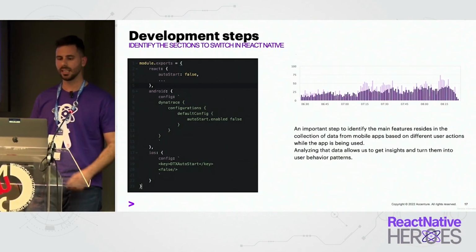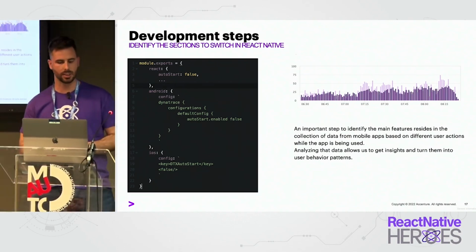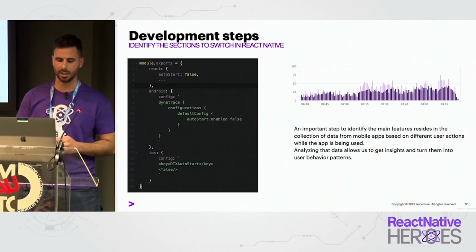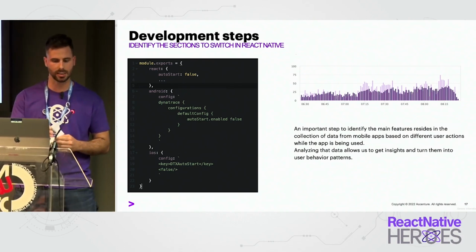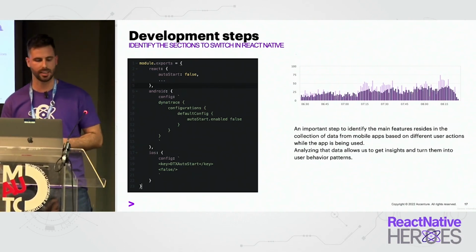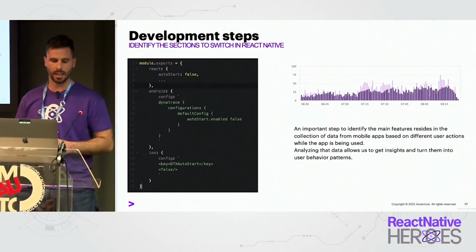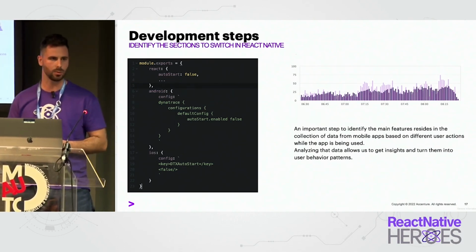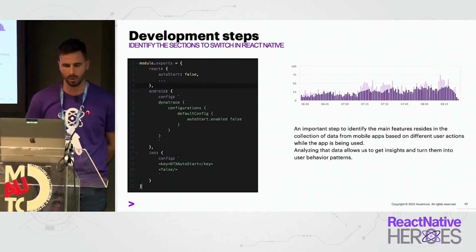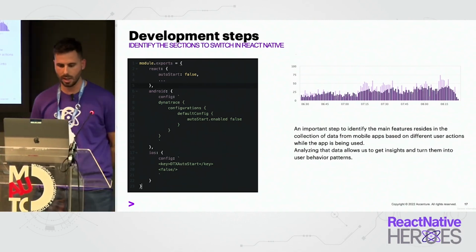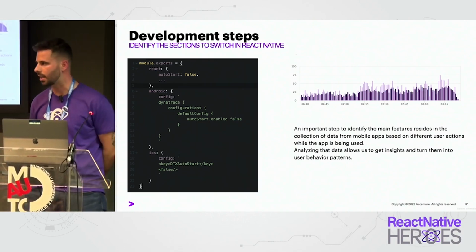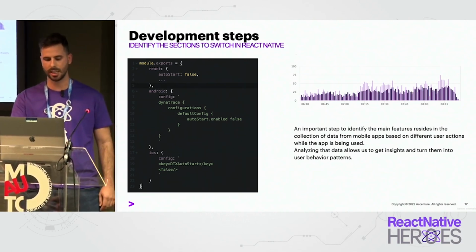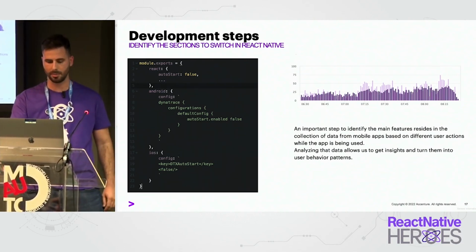How can we identify the most important sections? We can use different tools, for example, Firebase Analytics, or, as we can see in this case, we are integrating the SDK of Dynatrace. That is a tool that permits us to read the actions and know more about the user actions. And reading this data, we can see which are the most used pages and start porting these pages into React Native.